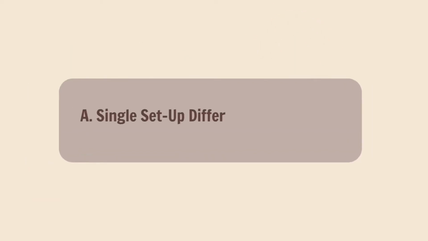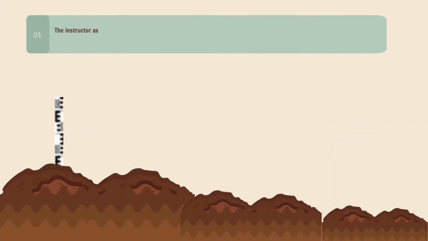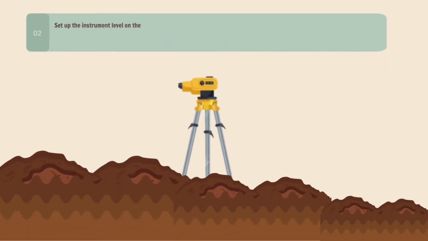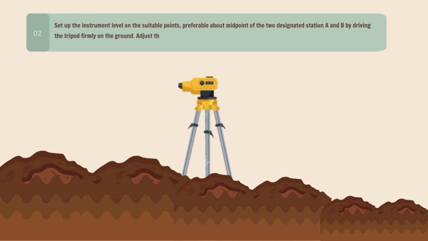A. Single setup differential leveling. The instructor assigns the location of 2 points marked as A and B, which are intervisible with the instrument setup placed between the 2 points. Set up the instrument level on a suitable point, preferably about the midpoint of the 2 designated stations A and B, by driving the tripod firmly on the ground.